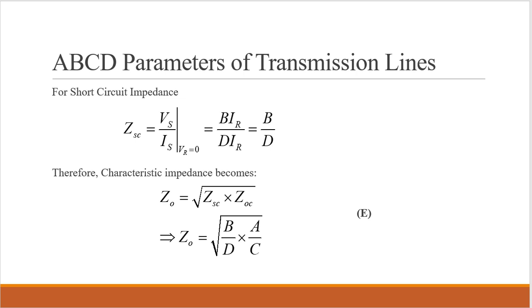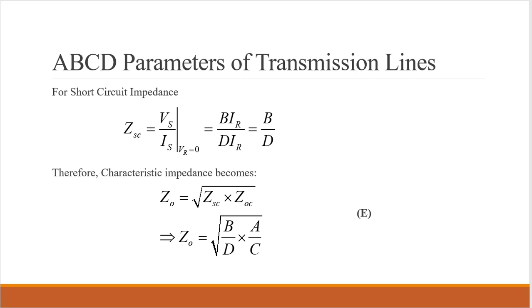As a result we obtain Vs equal to BIR and Is equal to DIR. The voltage part is eliminated because the value of VR is equal to 0. Therefore, as a result we will get it equal to B divided by D, as IR gets cancelled with the IR in the denominator.